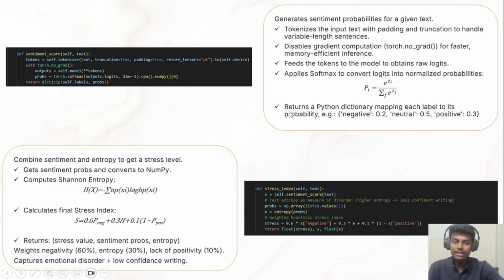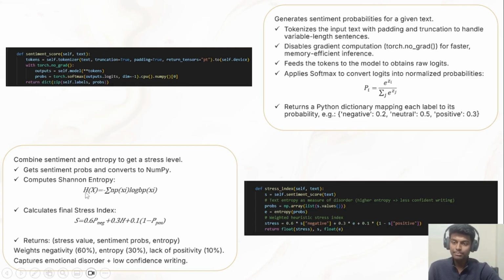And at the end we are returning a Python dictionary that will be mapping to each level. If negative, for example, is 0.2, neutral is 0.5, and positive is 0.3, all three will sum to 1 as we are using the softmax. And also one special thing that we are using here is entropy. Entropy measures the randomness of our model. If our model is very random, entropy will be very high, and it will at last contribute to the stress, as we are putting a 30% weight on the entropy as well.